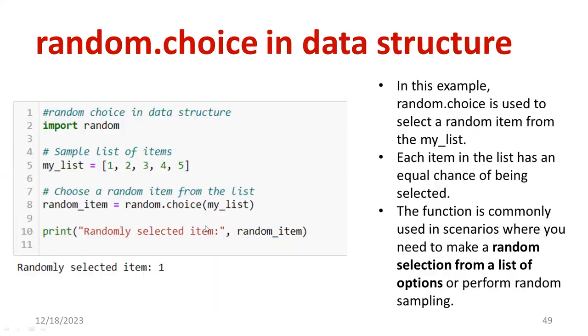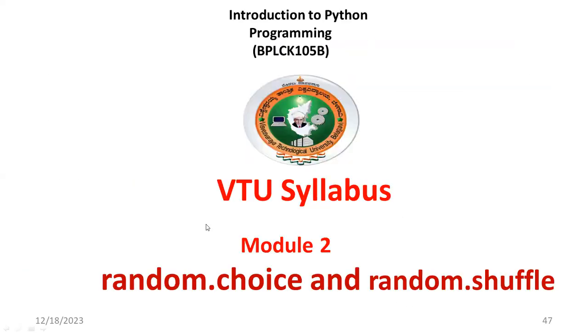In this session, we studied how to apply the random.choice method and the random.shuffle method in a data structure. It is applicable to a tuple, list, or any other type.